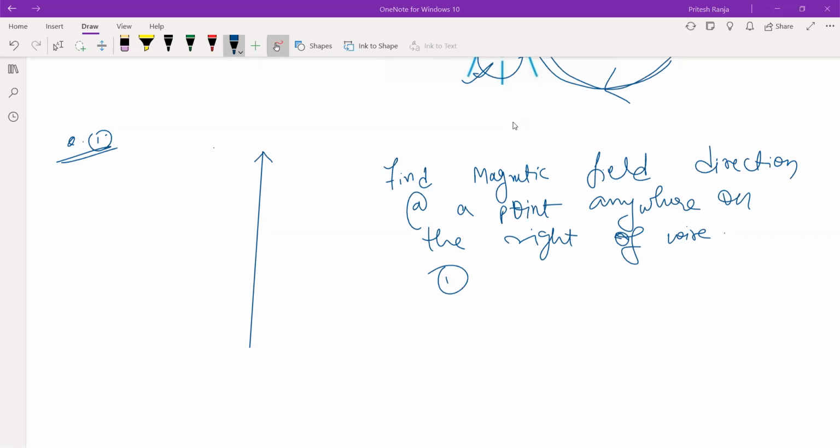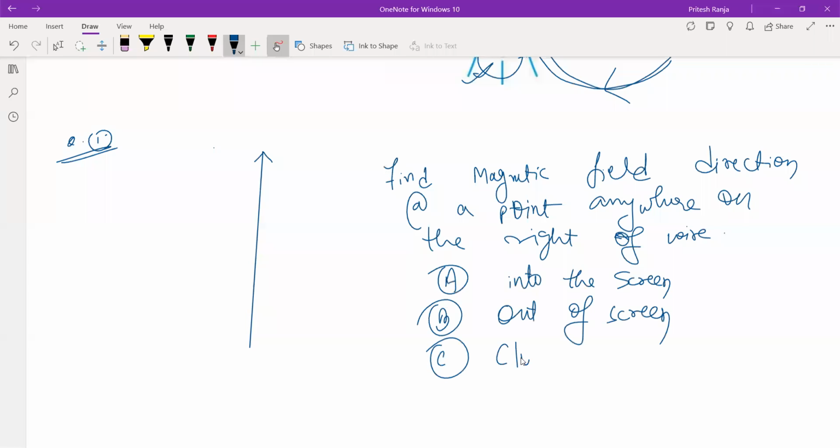So you have to select your options. So option A, into the screen. Option B, out of screen. Option C, clockwise. Option D, anti-clockwise.